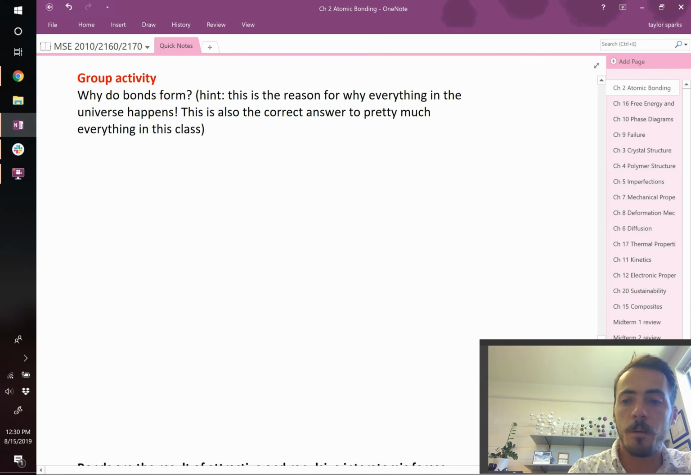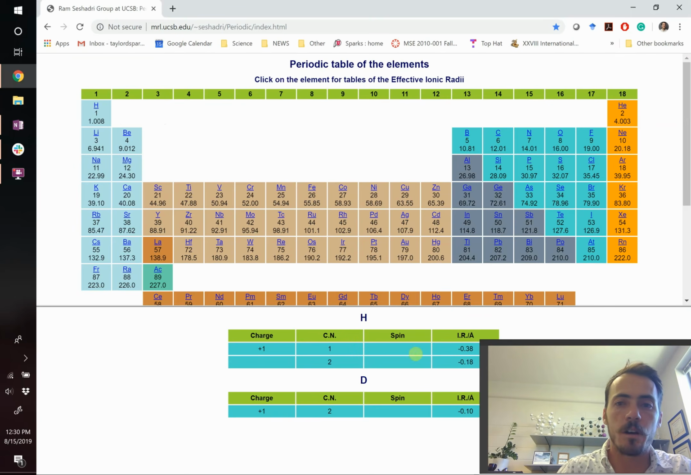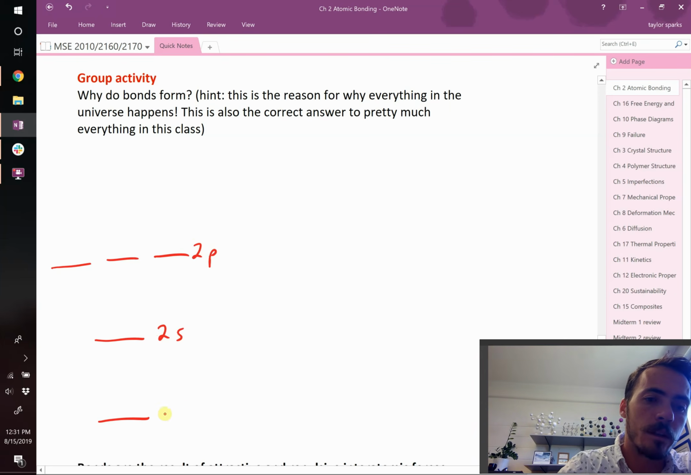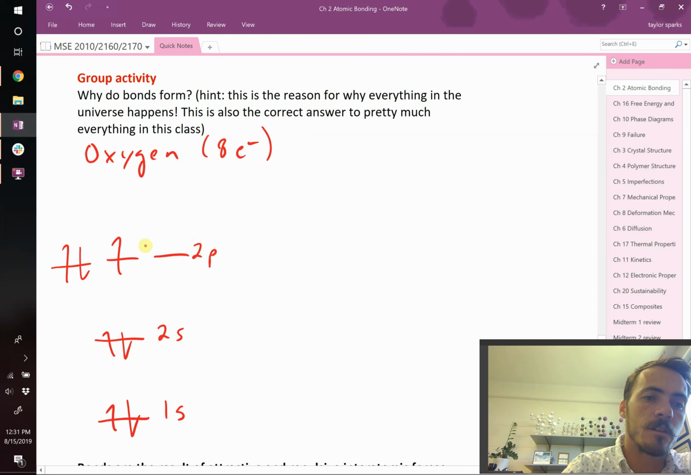But let's draw up oxygen. So where is oxygen? Oxygen is right here. It's got 8 electrons. It fills its 1s. It fills its 2s, and then it has 1, 2, 3, 4 electrons in its 2p, right? So 1s, 2s, and then you've got your 1, 2, 3 orbitals in your 2p, right? So that's 2p, 2s, 1s. So you've got oxygen here with 8 electrons. So we're going to go 1, 2, 3, 4, 5, 6, 7, 8.